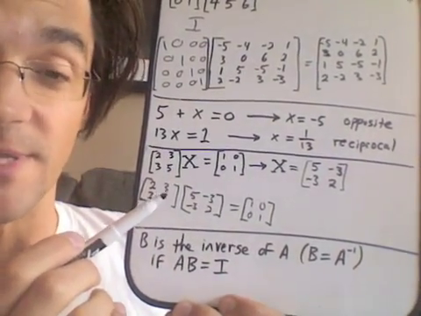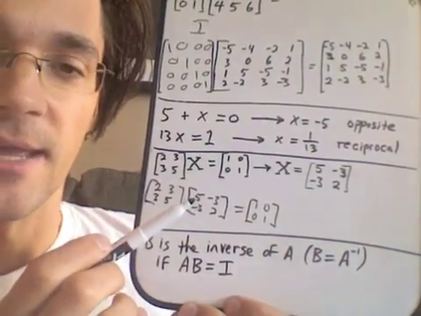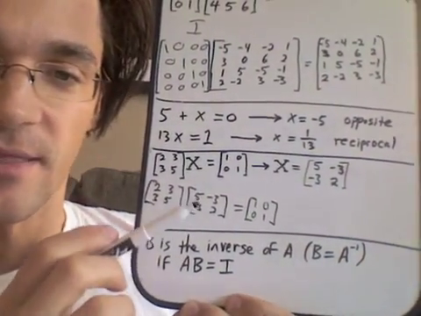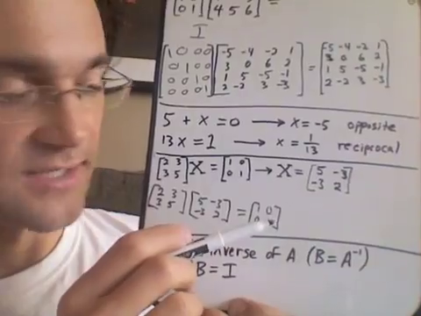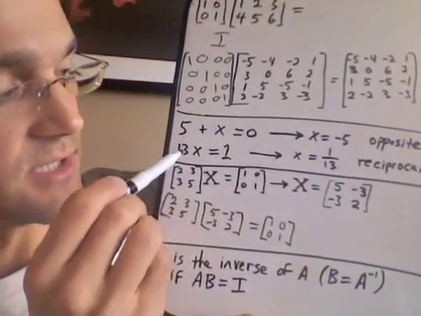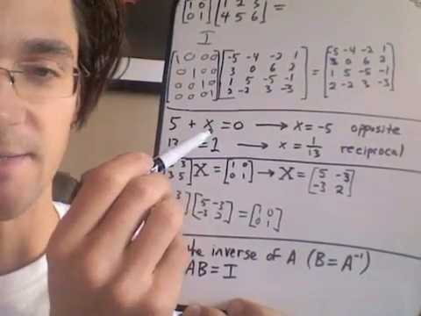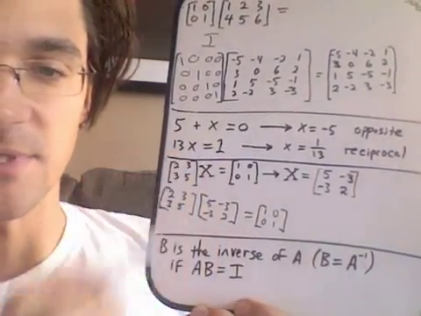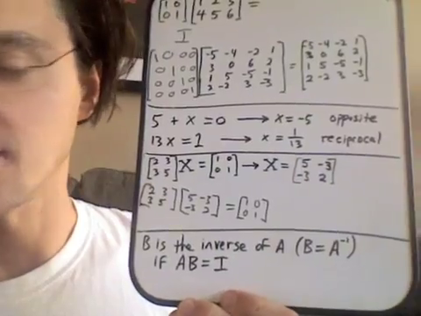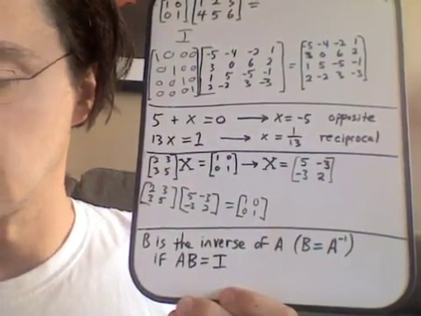We could just as well say that A is the inverse of B. They are inverses of each other. They multiply to give this identity matrix just like 13 and 1 over 13 multiply to give 1, just like 5 and negative 5 add to give us 0. Okay? So that's the idea of an inverse matrix.